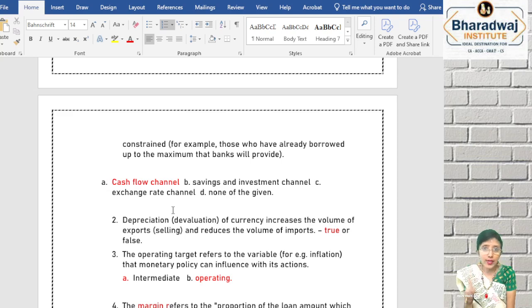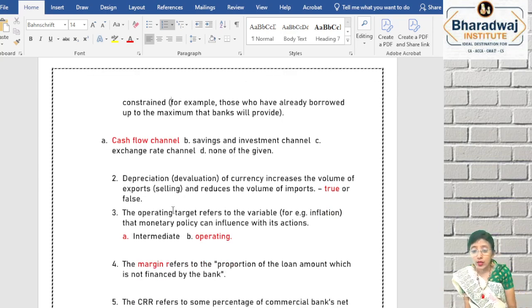This is a standard question not only for this chapter, my dear students. I think I gave you the same chart even in exchange rate. I told you, remember this depreciation. You remember the Japanese yen and US dollar. What is depreciation? Third one, the operating target refers to the variable the monetary policy can influence with its action.